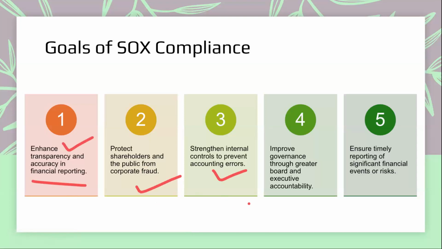Internal controls should be strengthened to prevent the accounting errors. Improve governance through greater board and executive accountability. Ensure timely reporting of significant financial events or risk. So in this case, what happened was there was no timely reporting. Basically, the company was heading into losses and losses, but they were not reporting it to the stock market. In the stock market, the company shares were always rising. So that was the issue.